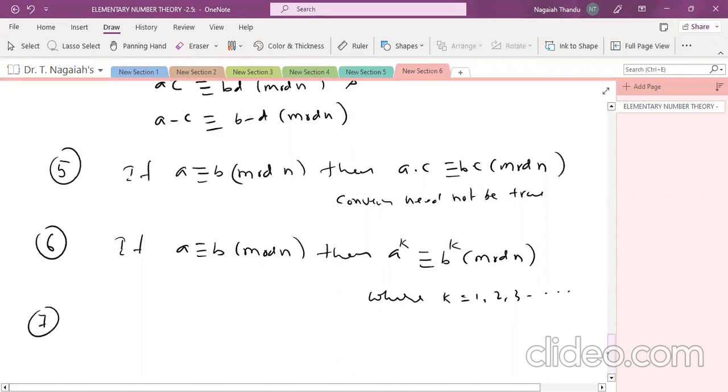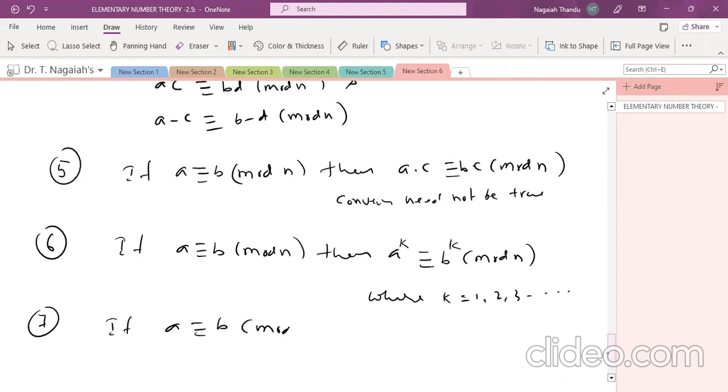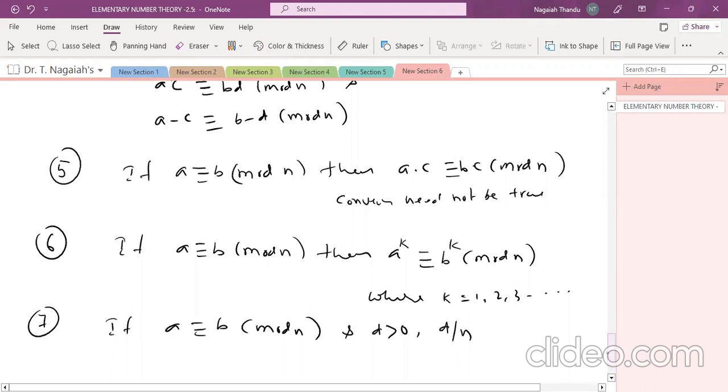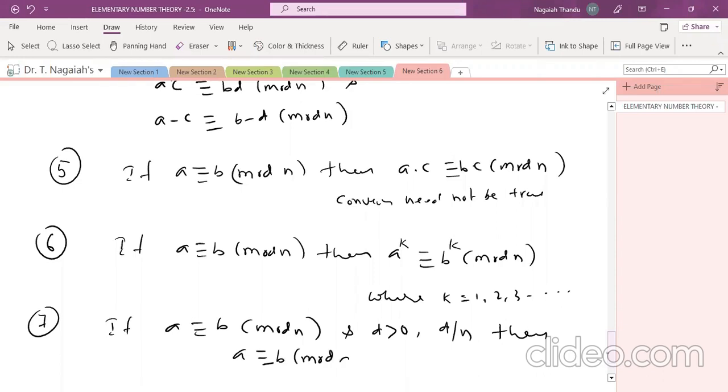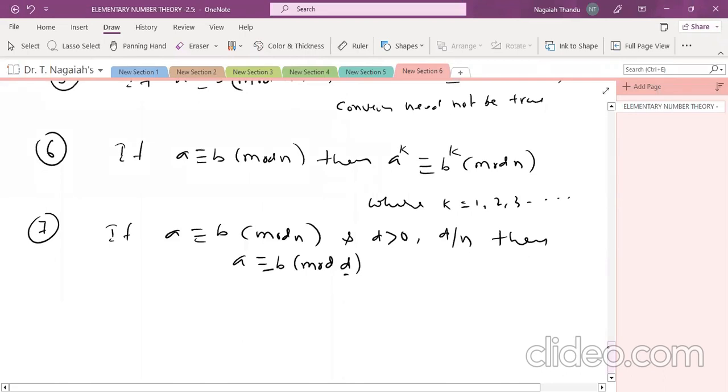So the seventh one: if A is congruent to B modulo n, and D is greater than 0, D divides n, that is, n is divided by this number D, D is positive, then A is congruent to B modulo D. That means here we use it to change the modulus. A congruent to B modulo D: n is here, and D is there. This property can be used to change the modulus term. That is, if D divides n, we can write A is congruent to B modulo D.